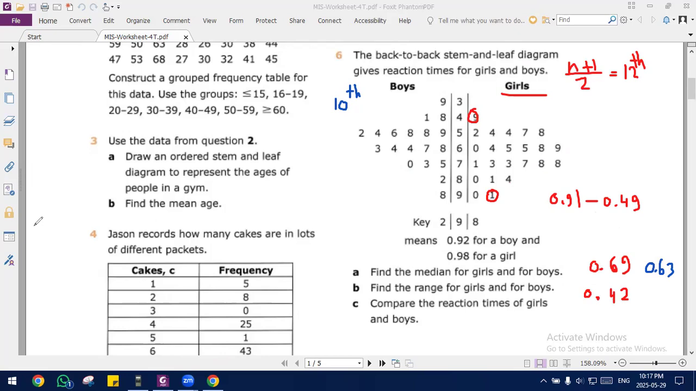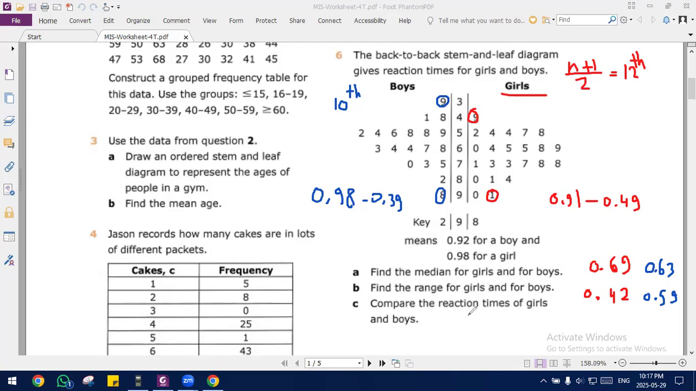Now we do the same thing for the boys. 0.98 minus 0.39. So here we have 9, this 3 will be 4, 5. 0.59. Then question C, it says, compare the reaction time for girls and boys.